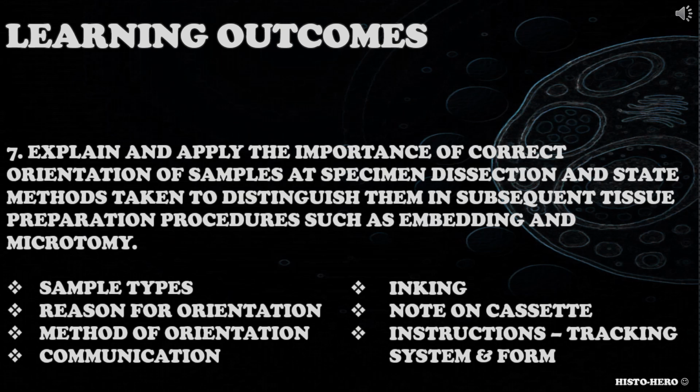Consider sample types needing orientation like skin or tubular structures, reasons behind tissue orientation, ways of tissue orientation, ways of communicating orientation instructions to the embedders and cutters, use of ink, printing information on cassettes, instructions within the tracking system, instructions on the request form.